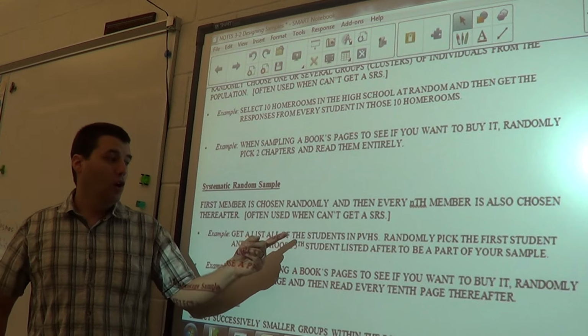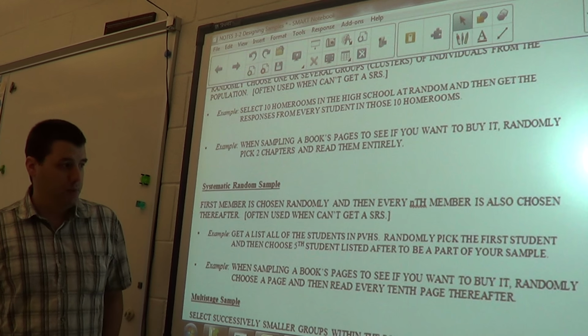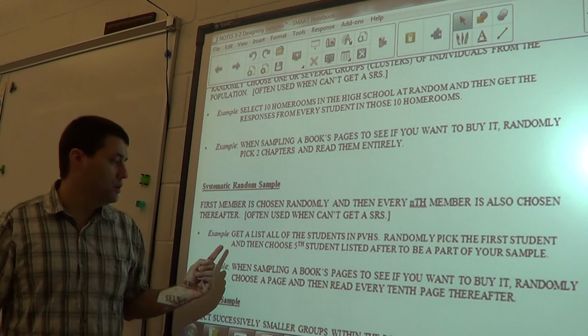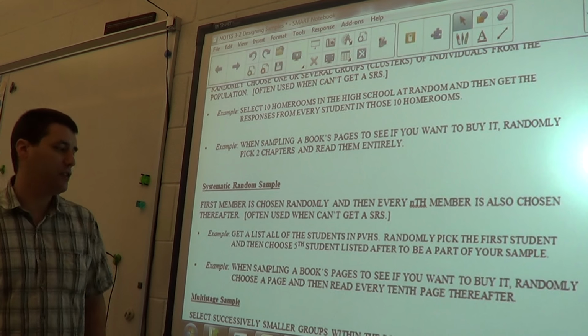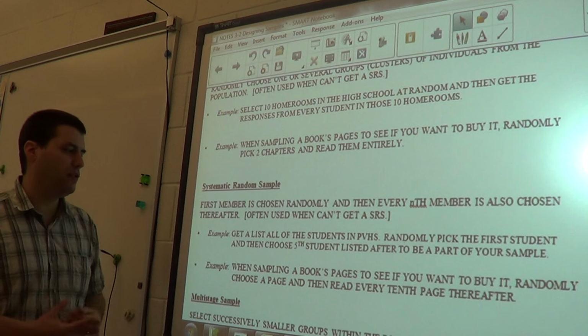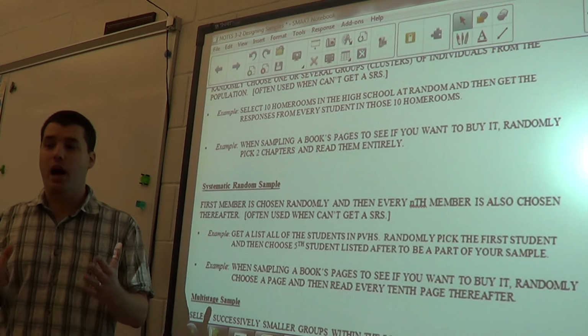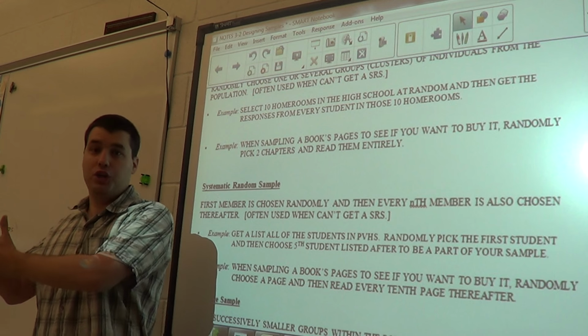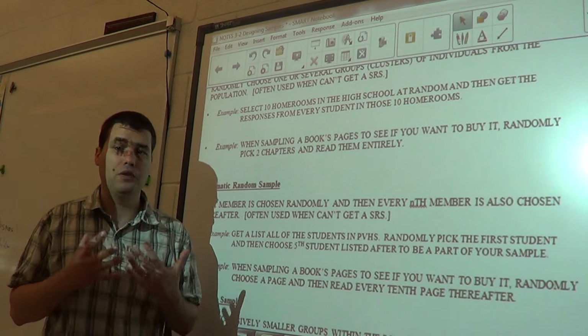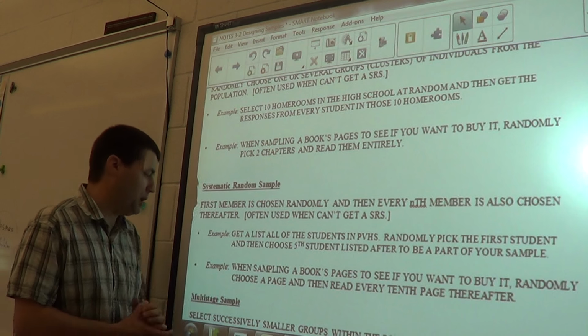Get a list of all the students in PVHS, our high school. Randomly pick the first student and then choose every fifth student thereafter. I used fifth here, but it doesn't have to be every fifth. It could be every sixth, every seventh. It depends on, well, two things: how quickly you can get the data as they're marching along, but also how big you want your final sample size to be. Think about that.